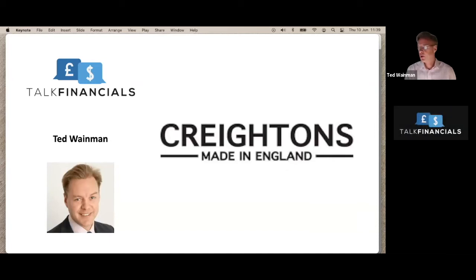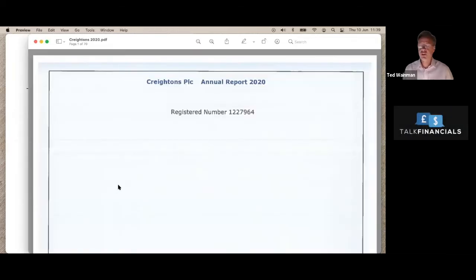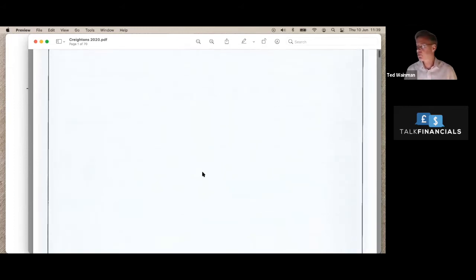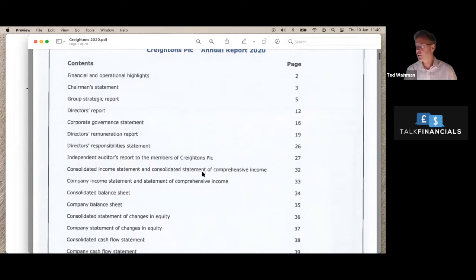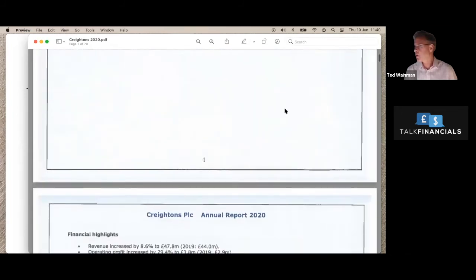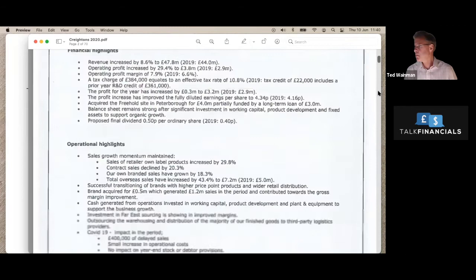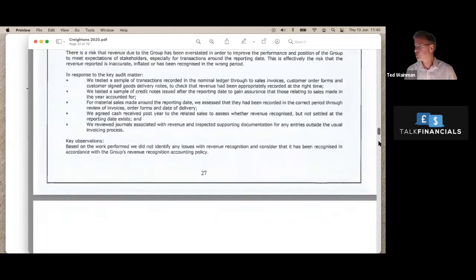Okay, so let's pull up their accounts. Here they are. So the first thing we notice is that it's not a very glossy report. They haven't spent a lot of money making this look really nice, for a company with some really high-end, high-quality products. And we are going to miss out most of the beginning, and we're going to jump straight into the numbers.